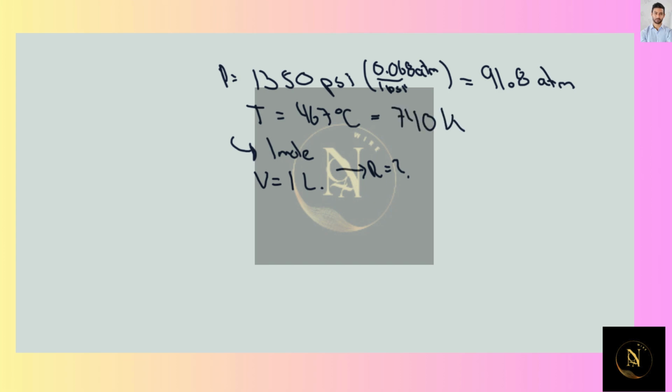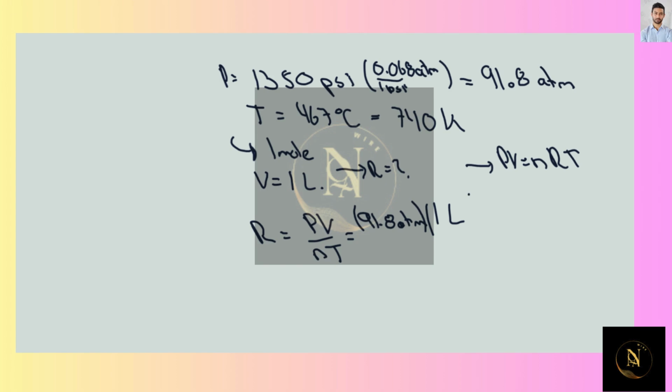With this information, to get the value for R, we're going to assume that we are able to employ the ideal gas equation, PV is equal to nRT. Thus, the value for R would be equal to PV divided by nT. The pressure is 91.8 atmospheres. The volume is 1 liter. We have 1 mole, divided by 740 Kelvin.